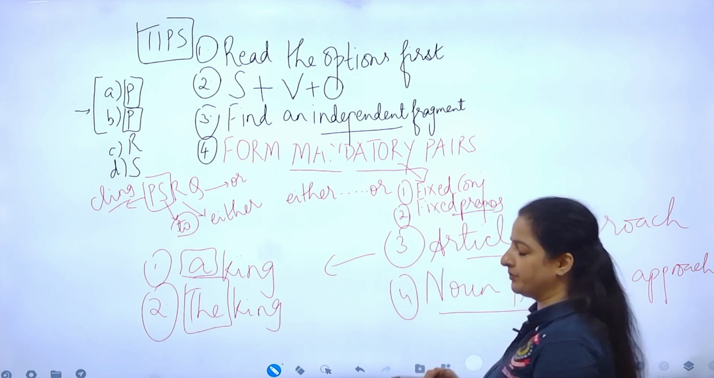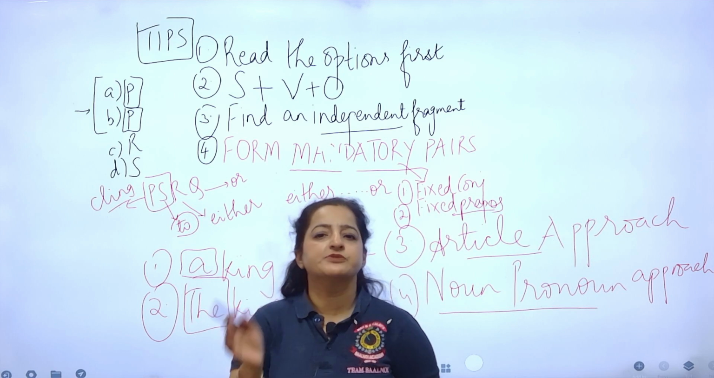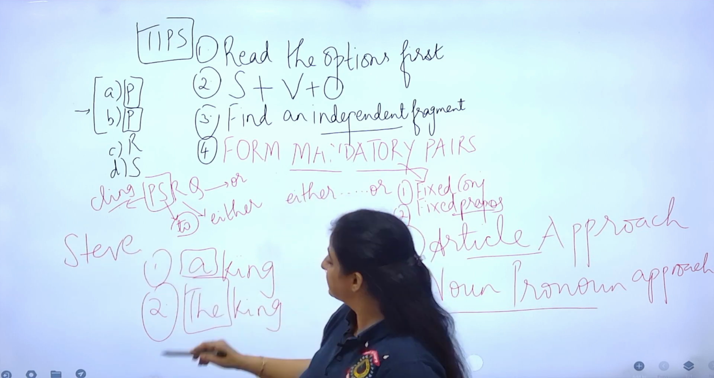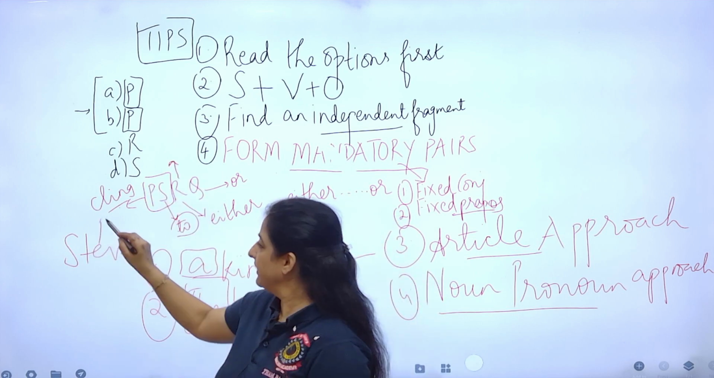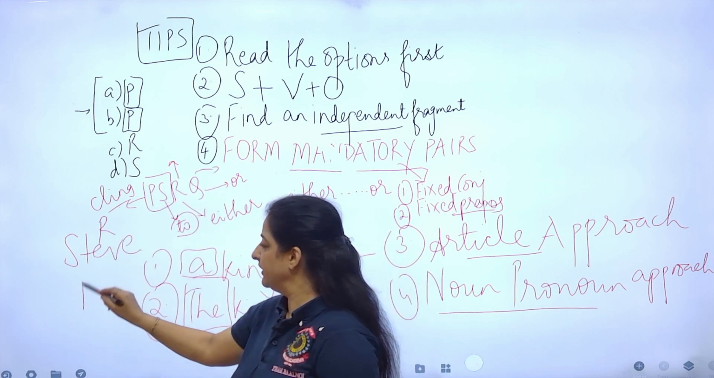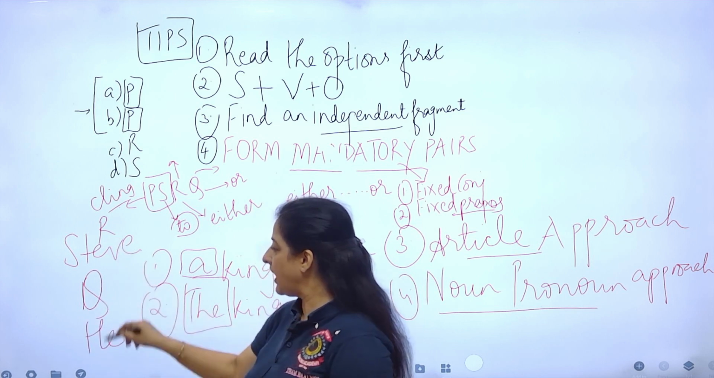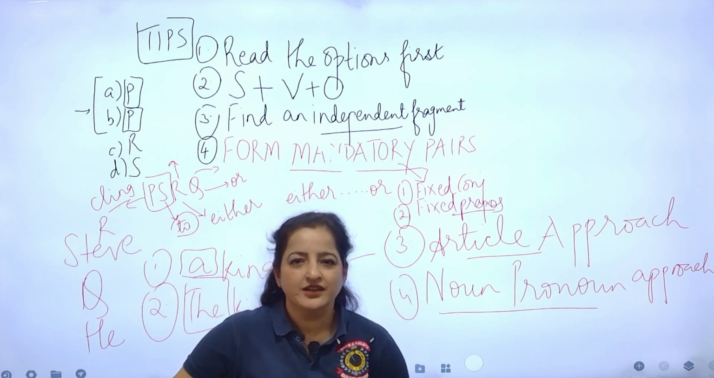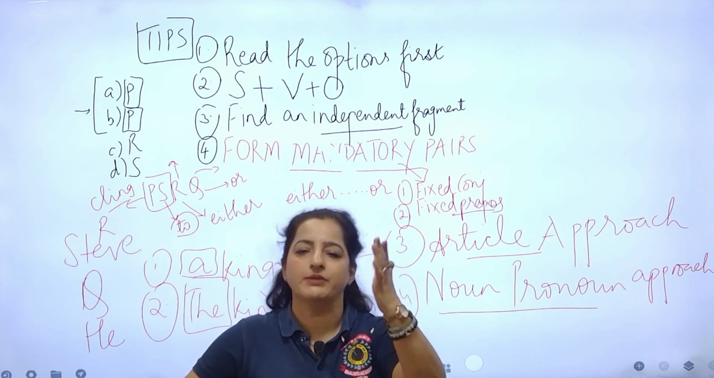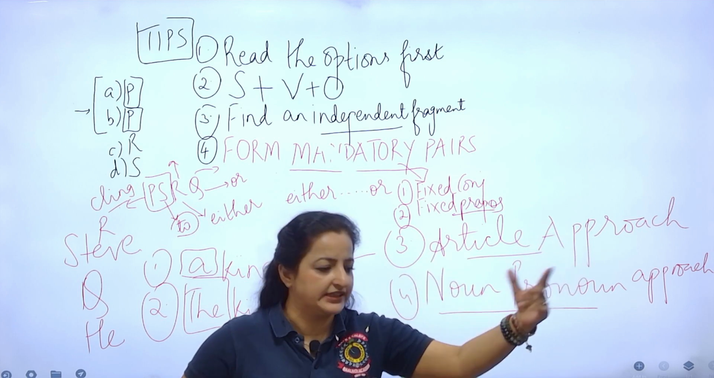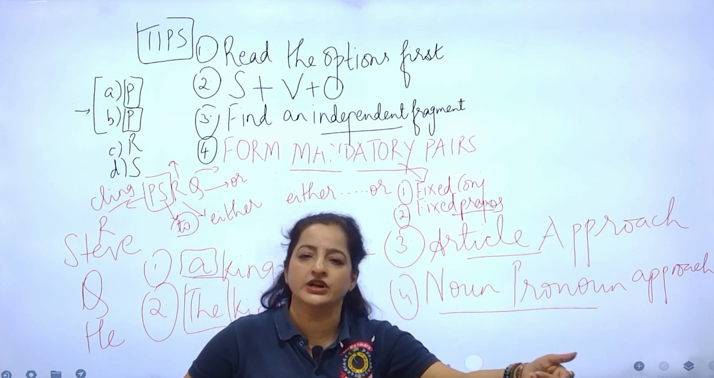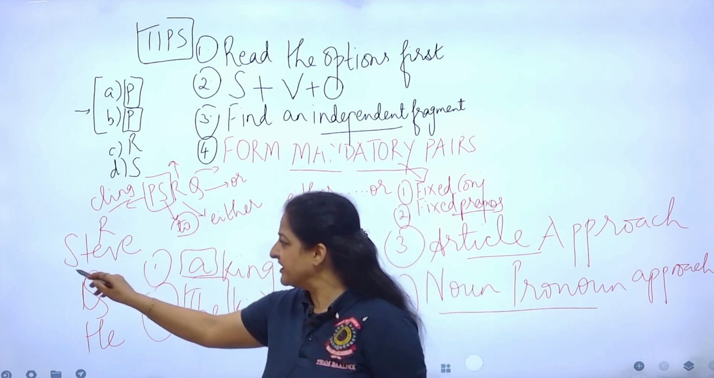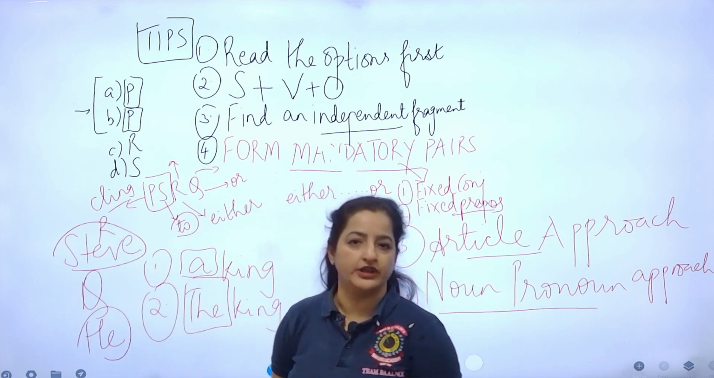How about the noun-pronoun approach? A noun comes before the pronoun. For example, somebody's name is given, Steve. Let's say Steve is given in R, and in the Q fragment, he is written. So R and Q will form a mandatory pair. Q will never come before R. Pronoun noun se pehle nahi aata. First you talk about the person. Steve is a scientist and he is very hardworking and diligent and intelligent, he's a genius, whatever you want to say. But first you mention the name of the person, then you go on.